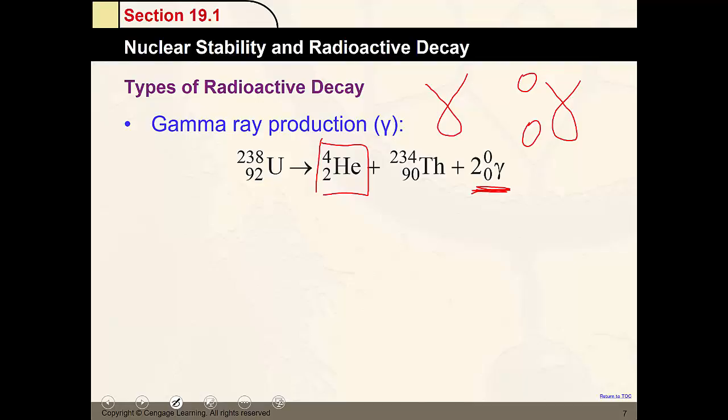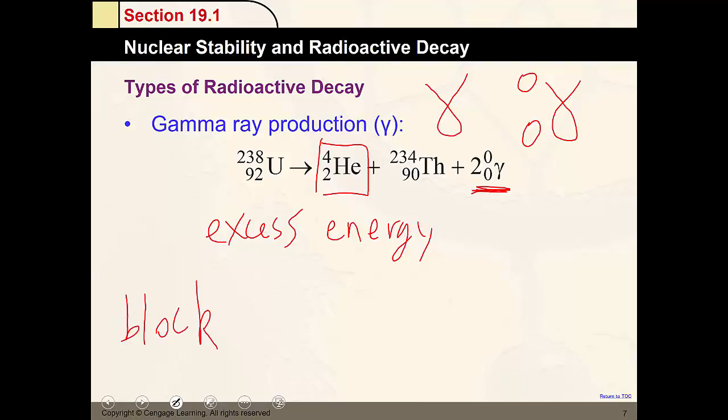And essentially what a gamma particle is, is just excess energy. So it's the most dangerous since it releases so much excess energy. And since it has no mass and no charge, it is only blocked by either lead or concrete.